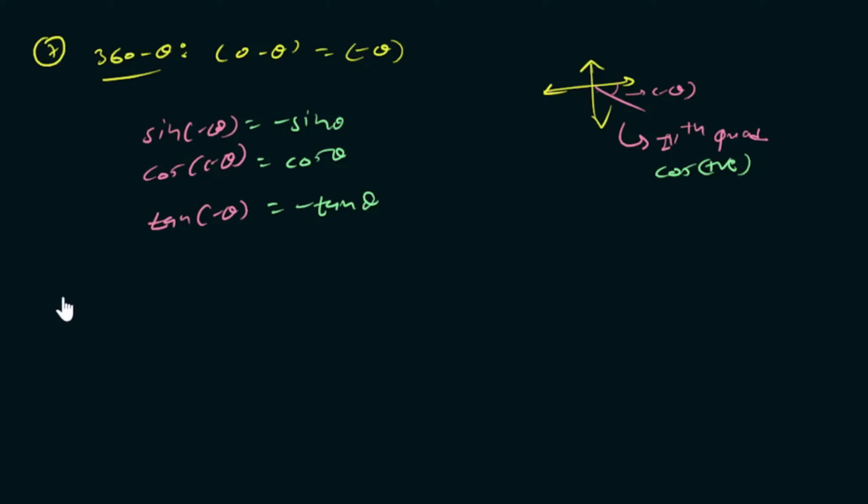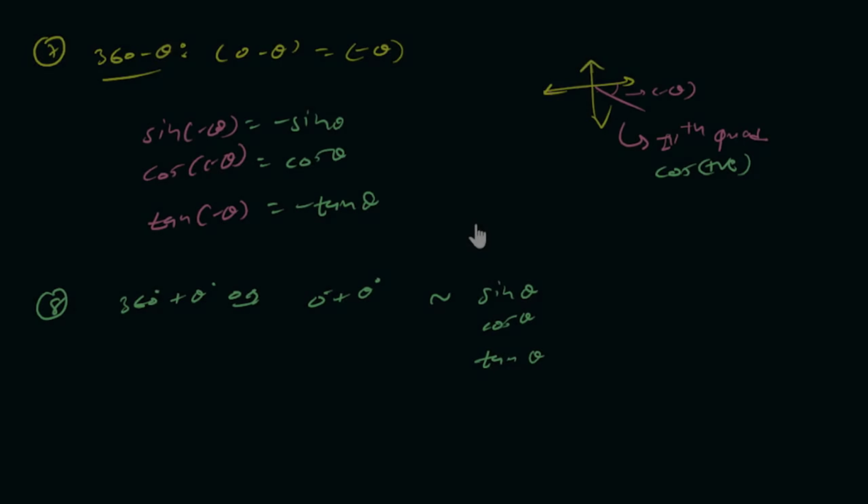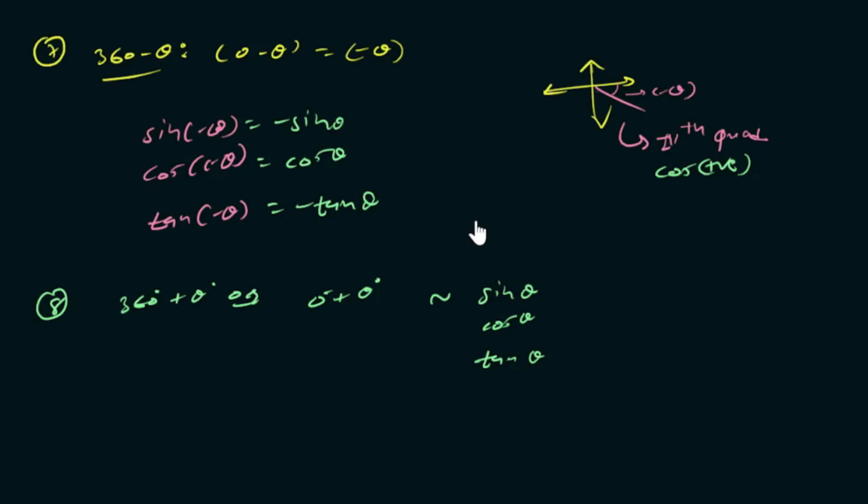Apart from this, the eighth angle is 360 plus theta or 0 plus theta. This is just equal to your sine theta, cos theta, tan theta. So this is all about how to reduce your trigonometric functions if the angle is more than 90 degrees. Now let us look into some examples so you can apply this method to any kind of problem.